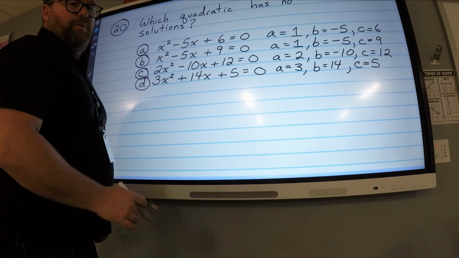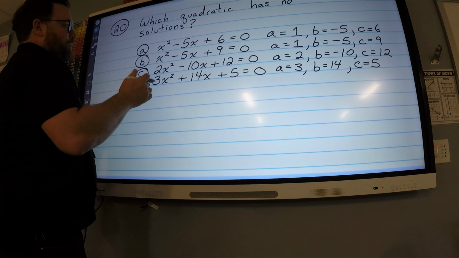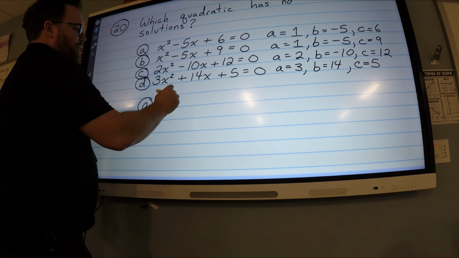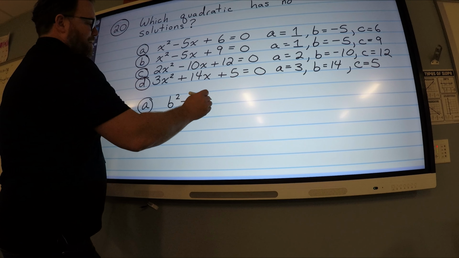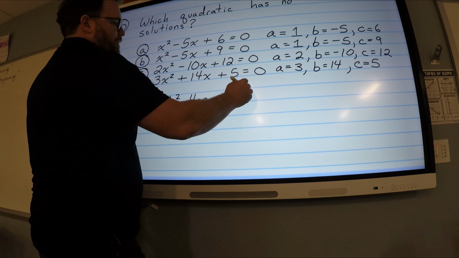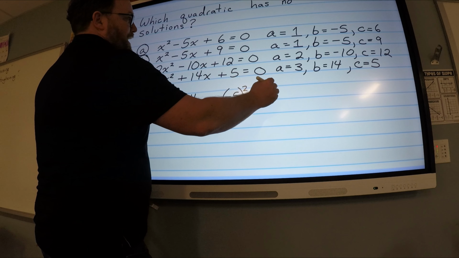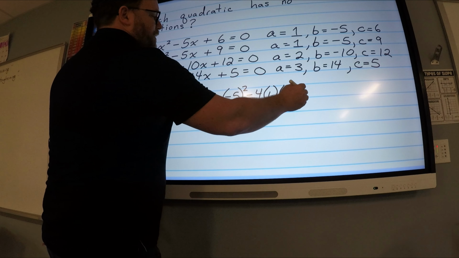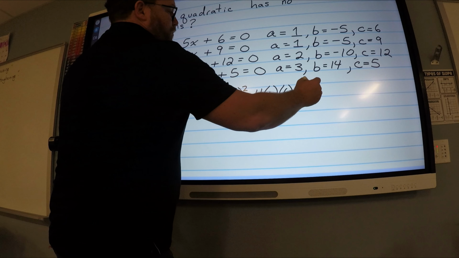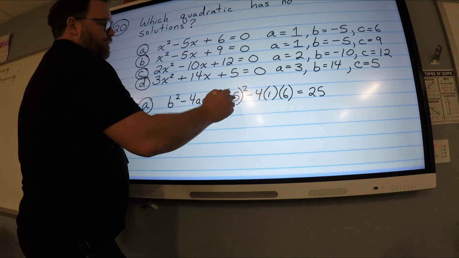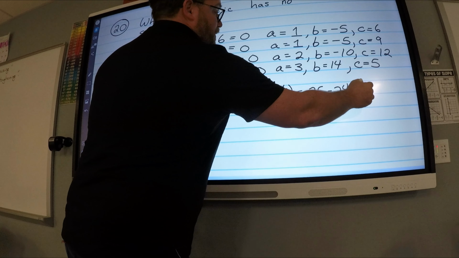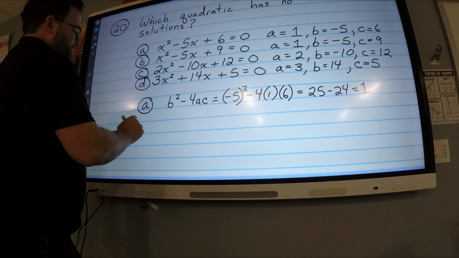Okay, so now we've got each of those. So now we can figure out the discriminant. So let's work on A. So we're going to do b squared minus 4ac. So negative 5 squared minus 4 times a, which is 1, times c, which is 6. Well, negative 5 squared is negative 5 times negative 5, that's positive 25. And then 4 times 1 times 6 is 24, so 25 minus 24, so that's positive 1. So A has real solutions.